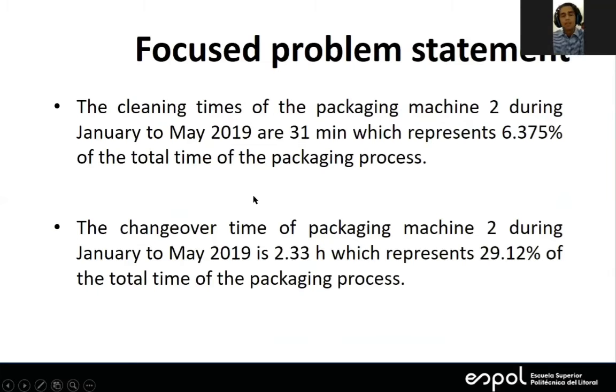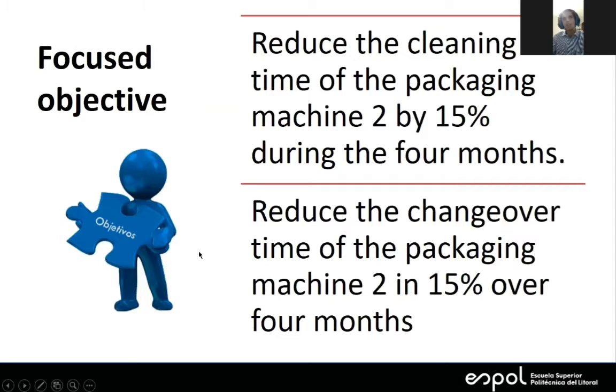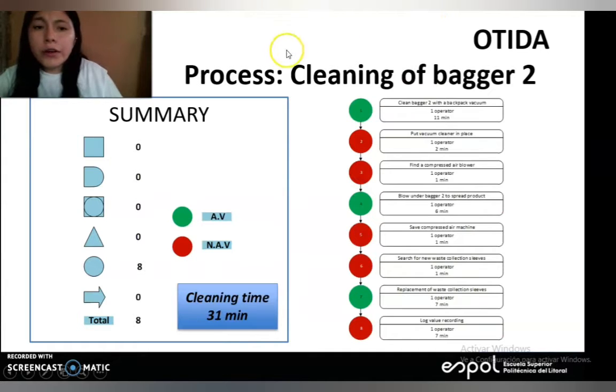Once the stratification is done, we determine that our problem is the cleaning and changeover times, which together represent 35% of the total packaging time on machine 2. And our focus objective will be to reduce these times by 50% each one. A Notida was used to diagram the process.